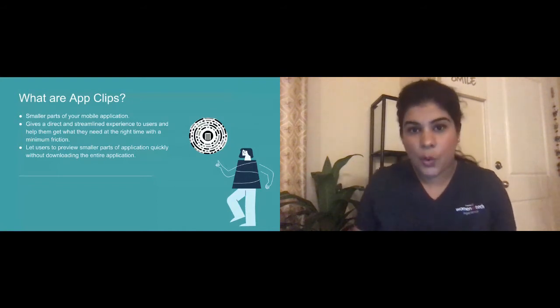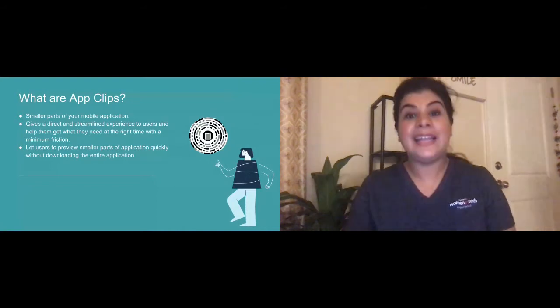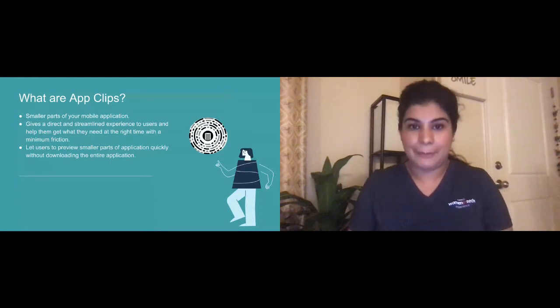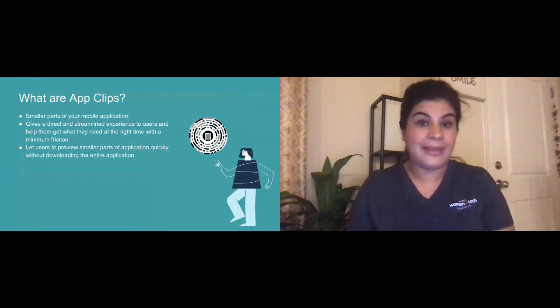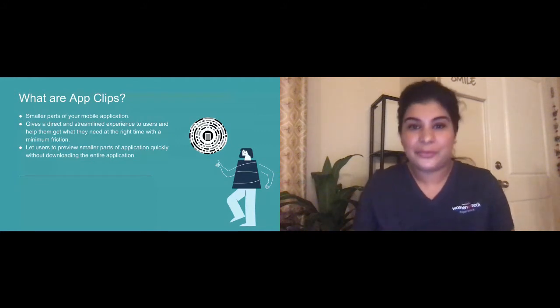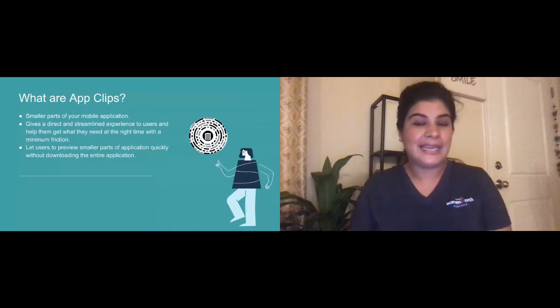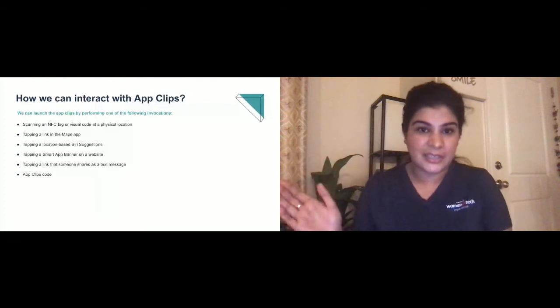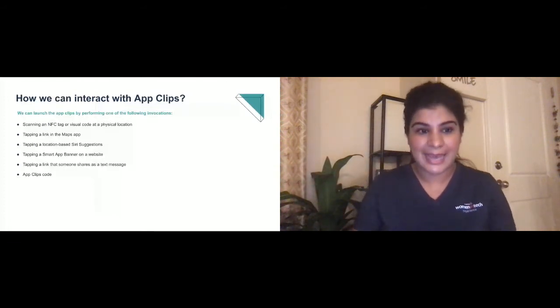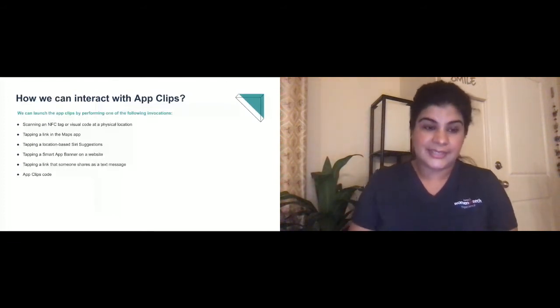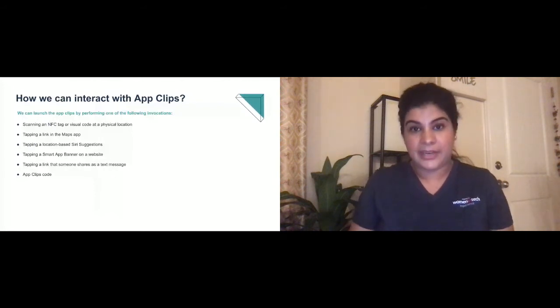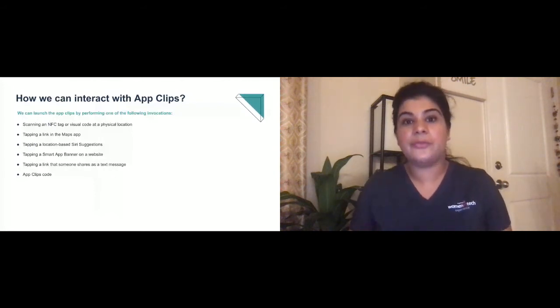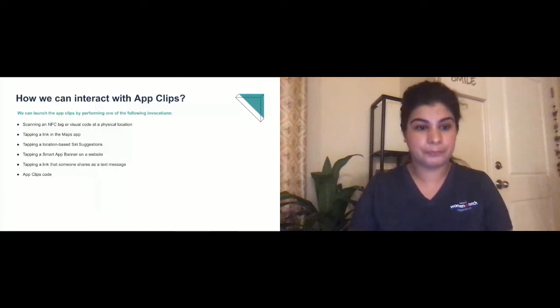So how can we invoke these app clips? Honestly, there are several ways of invoking app clips, but here are a few of them. You can simply launch the app clip by performing any of these invocation methods. Let's say by scanning an NFC tag or a visual code placed at some physical location, or tapping a link in the Maps app. You can also experience app clips by tapping a smart app banner if your website is configured for the smart app banner. Also, tapping a location-based Siri suggestion.